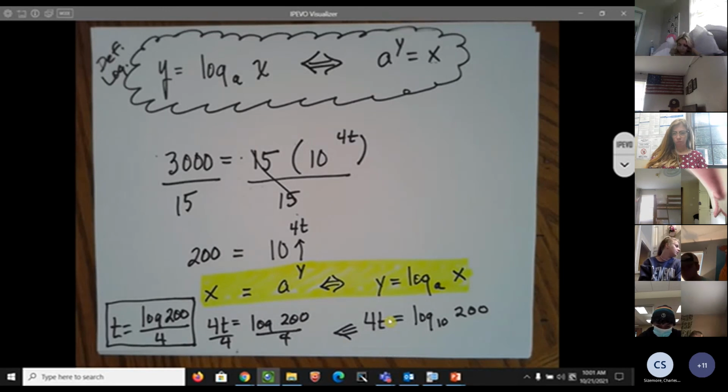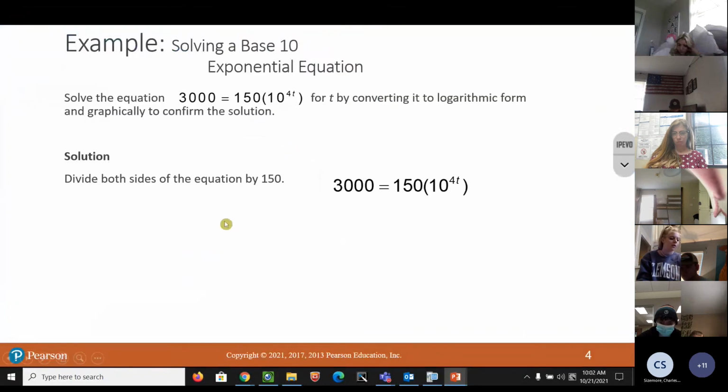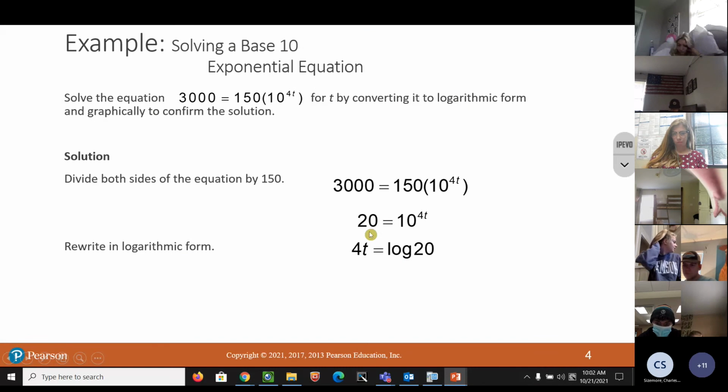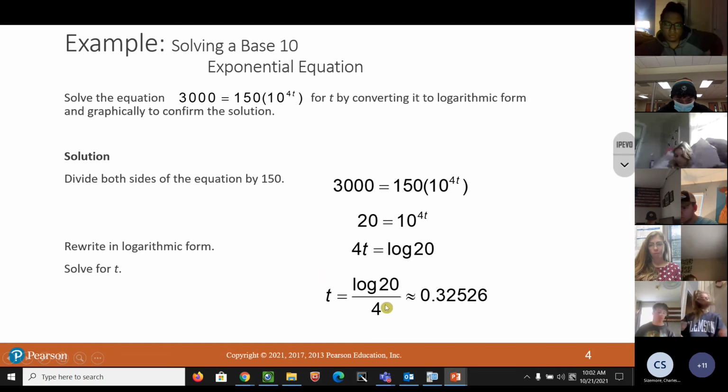Okay, so let's see what they did. They had one. I see right there. Is it 20 or 200? I thought we got 200. Is it 20? Oh, I divided by 15. I'm sorry. It's supposed to be 150. Thank y'all. I appreciate y'all catching that. Thank you for the communication. All right. So that'd be 20. They went ahead and did it, so go ahead and write that down, 0.32526.